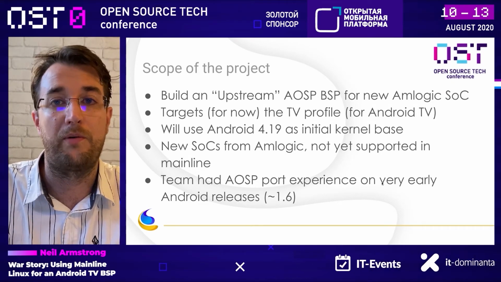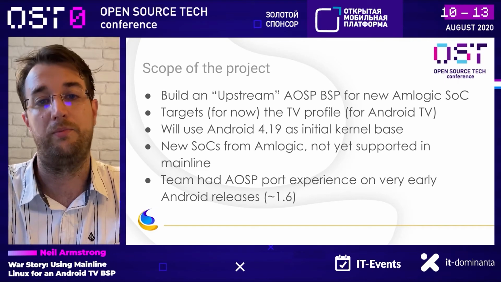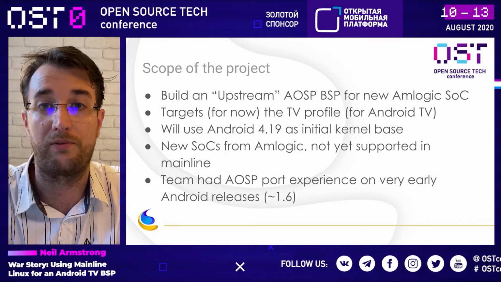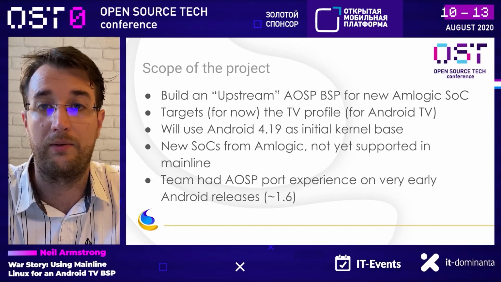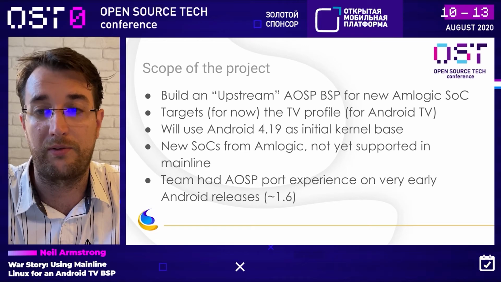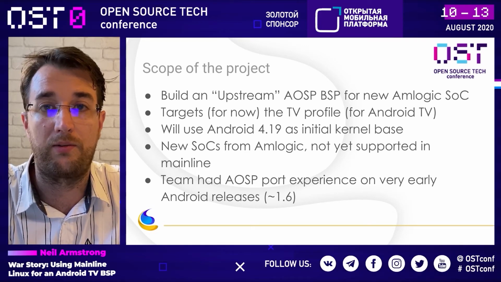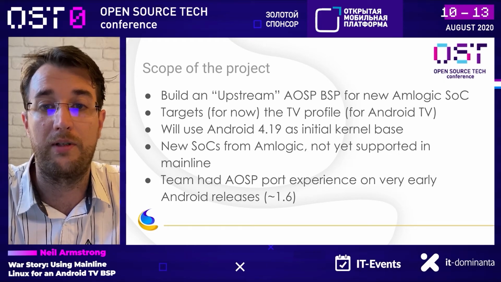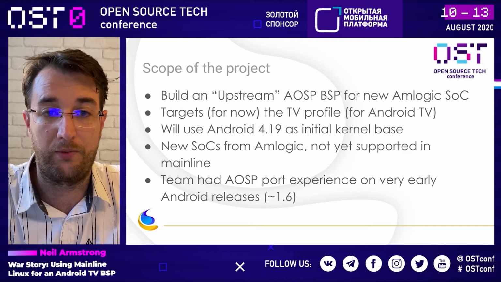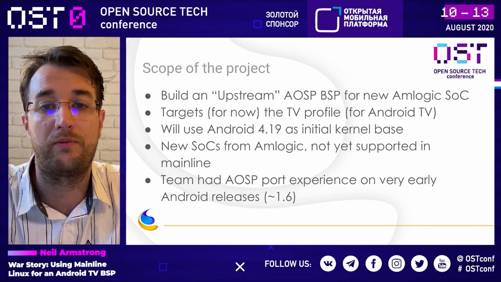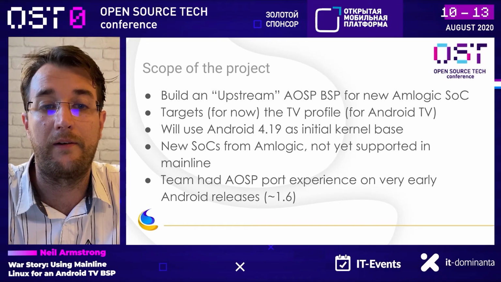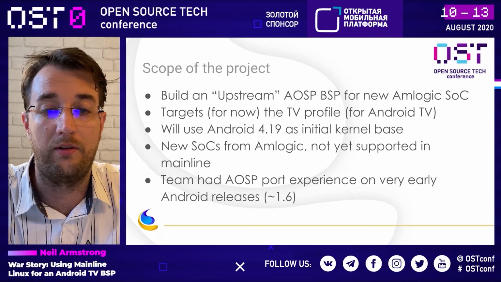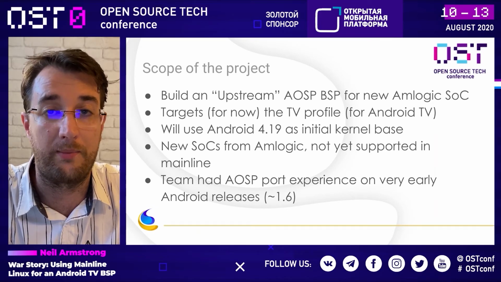So the scope of the project we worked on was to build an upstream AOSP BSP for the brand new AMG SoC that were disclosed last year. So the target was the Android TV profile because now it's available in AOSP, and the initial kernel version was 4.19, and on 4.19 the new SoCs were not supported at the time at all.